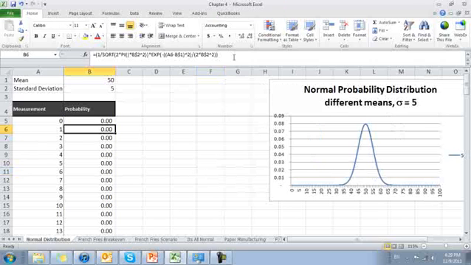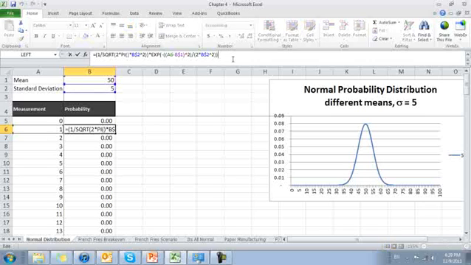Now look at this equation. That's a lot of parts. Is there an easier way to do this? Thankfully, yes.